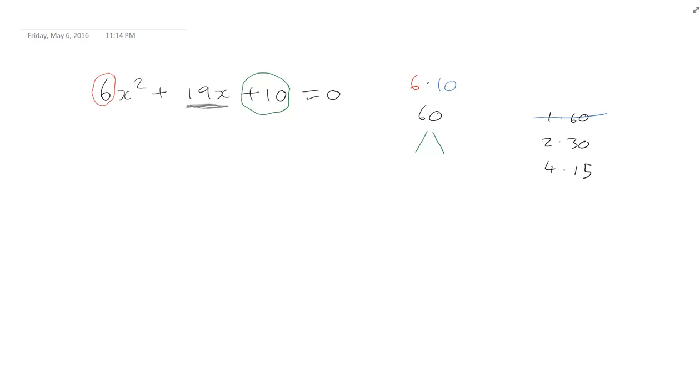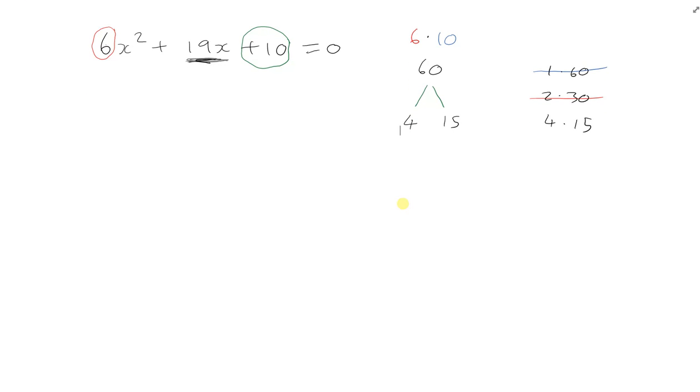The second one, 2 times 30, is 60, but when you add them together, this is 32. So that does not equate to the right answer. Now look at this one. 4 times 15 is equal to 60, and when I add them together, 4 plus 15, that is 19. So this equals my middle term. My factors are going to be 4 and 15. When I multiply them, they give me 60. When I add them, they give me 19.